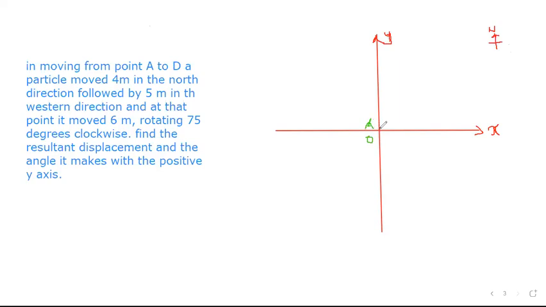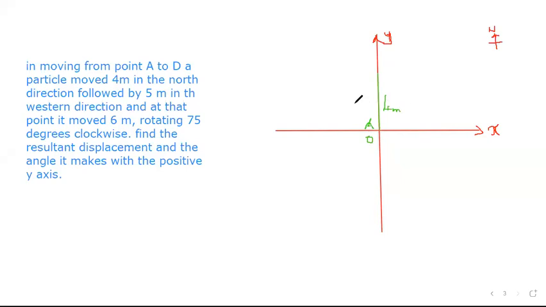So from the origin, it moved 4 meters in the northern direction. So it moves 4 meters in the north. Let's assume at 4 meters it is at that point. So this is 4 meters.